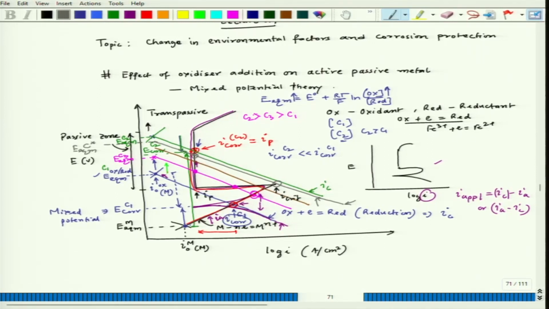And then if you keep increasing the concentration till it reaches this level, that means it actually crosses the E T or transpassive potential. So, let us say this is E T, transpassive potential. Then after that, if you increase the concentration, the corrosion rate for that metal will again start increasing, because you see the corrosion rate is gradually increasing along this line.